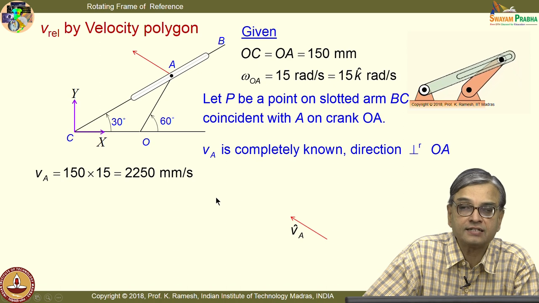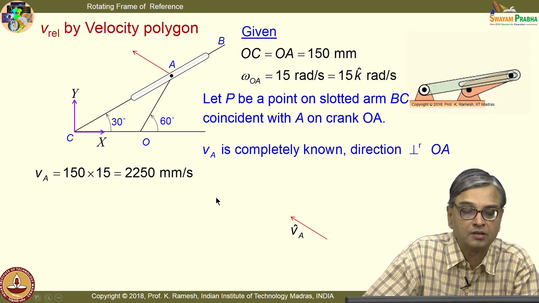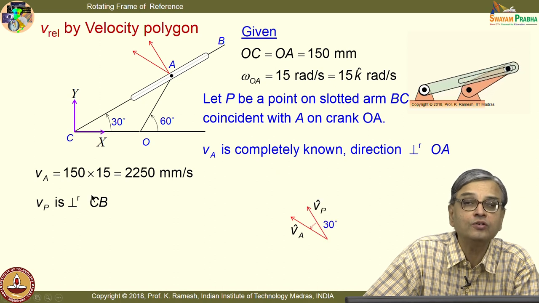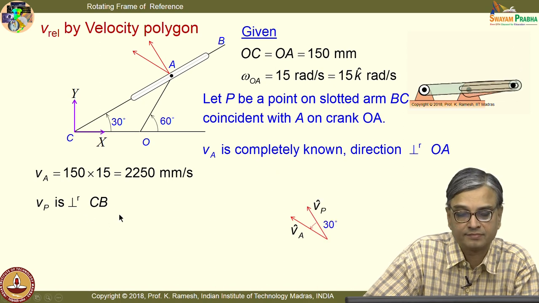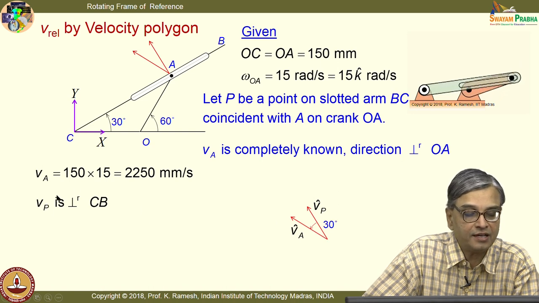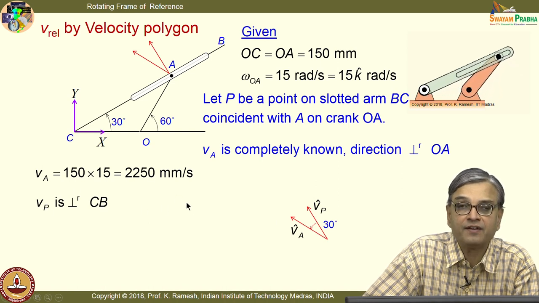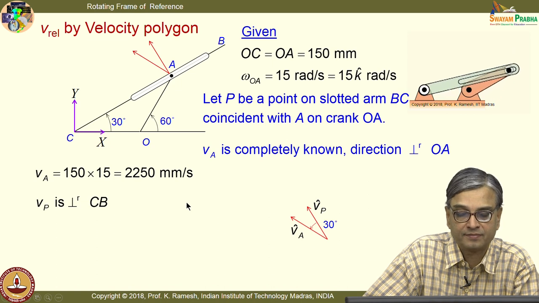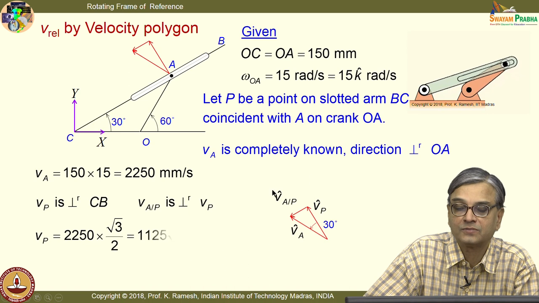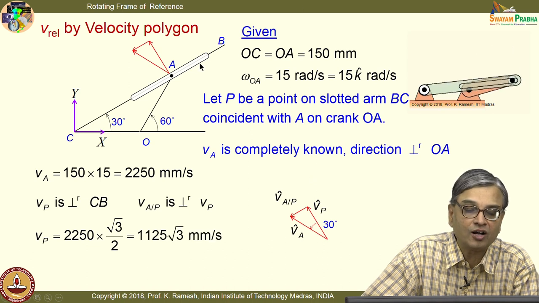And what are all the other things that you know? What is VP? That direction is also known. It is perpendicular to CB. And what is the velocity of A with respect to P? That is perpendicular to VP, so it is actually along the slot.